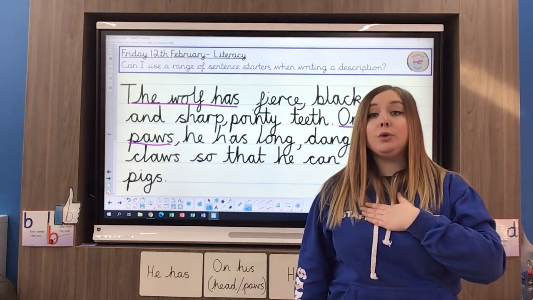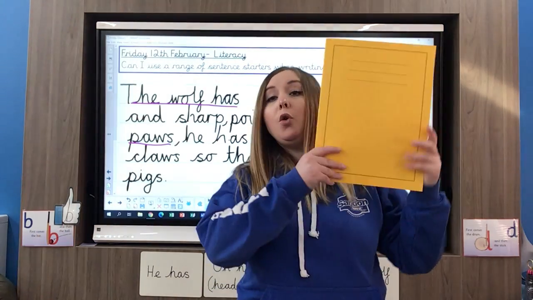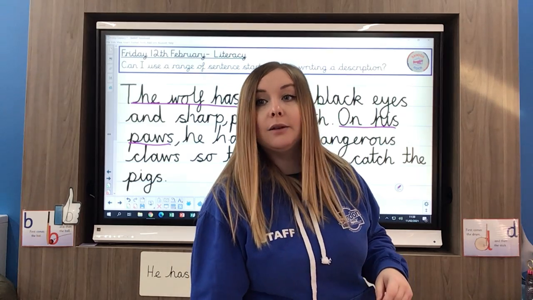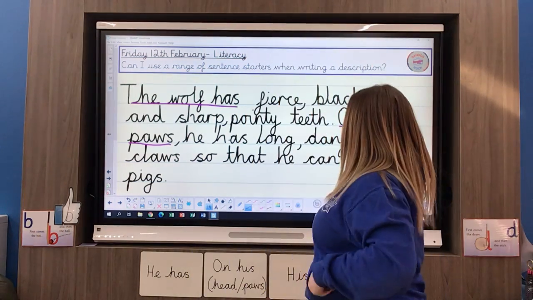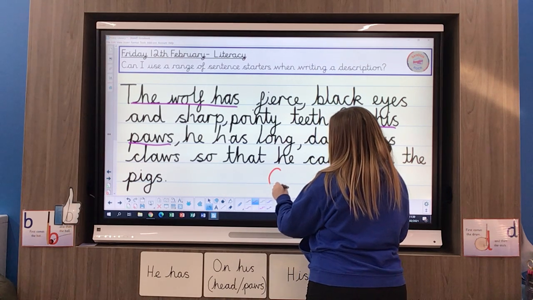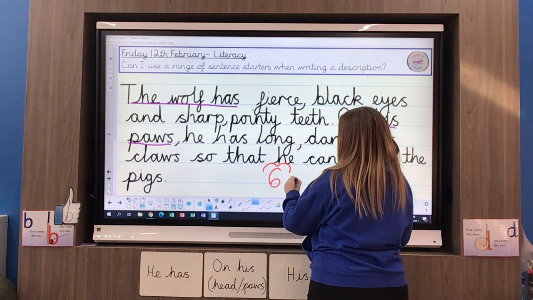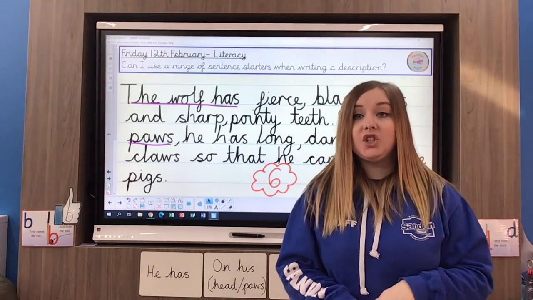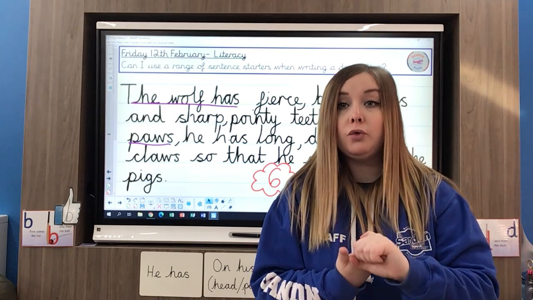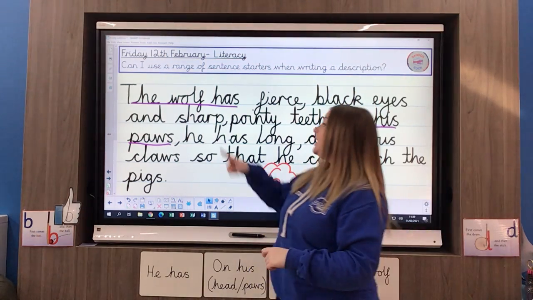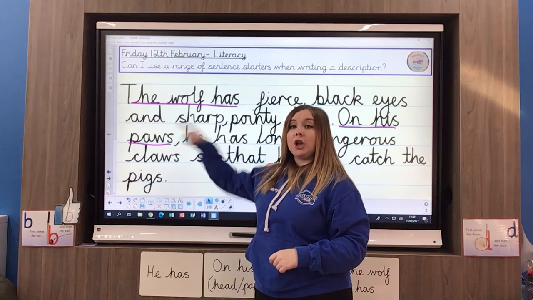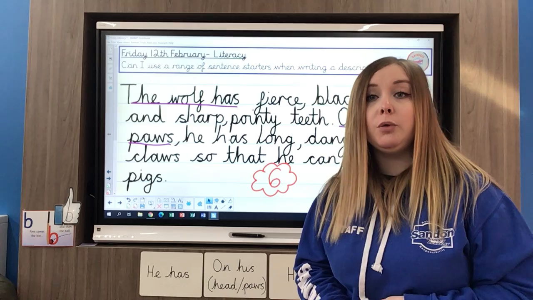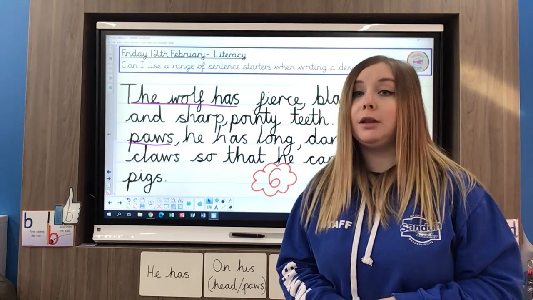Now what I want you to do today in your yellow book is to write me a description of that wolf. I want 6 sentences that use adjectives, conjunctions and different sentence starters. You might want to pause my board so that you can use my prompts at the bottom to help you.